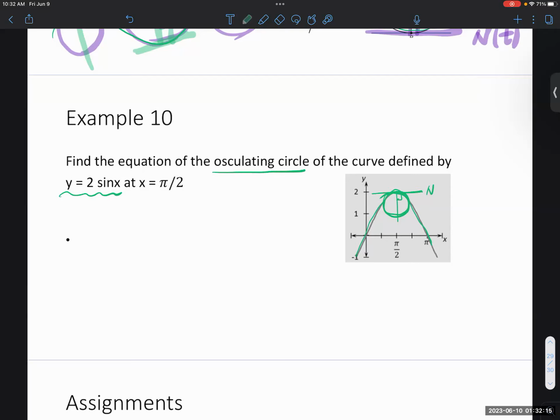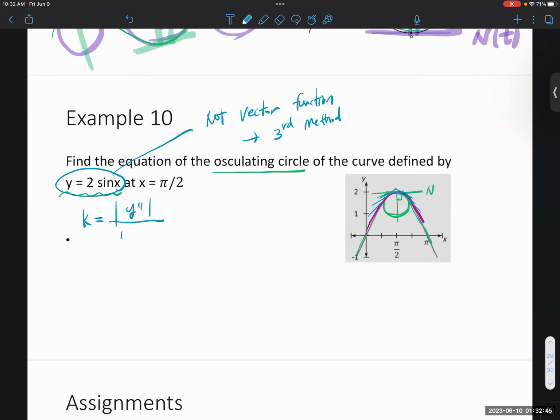So this is the curved line, and here you have the tangent changing. We want to measure the curvature first. In this case you have three methods, but this is a function given, not a vector function, as you see. Therefore, we are using the third method. Do you remember that? K equals the absolute value of y double prime divided by (1 plus y prime squared) to the power 3 over 2. So we're going to do that work.